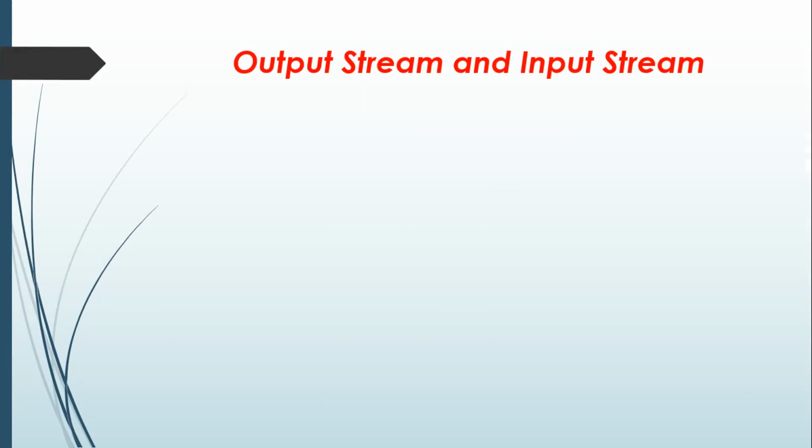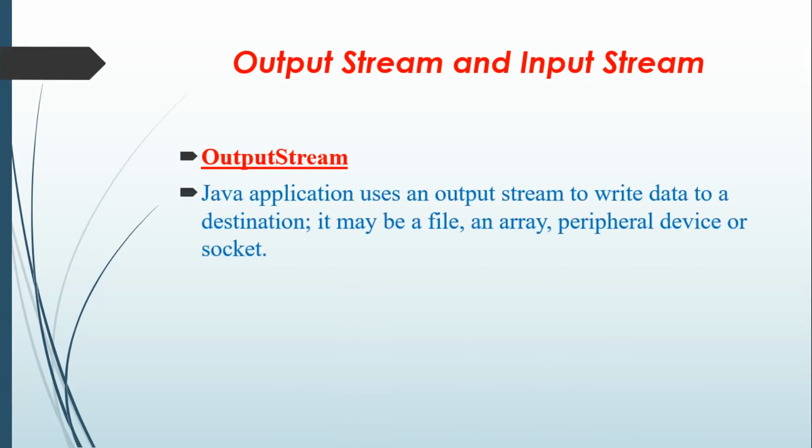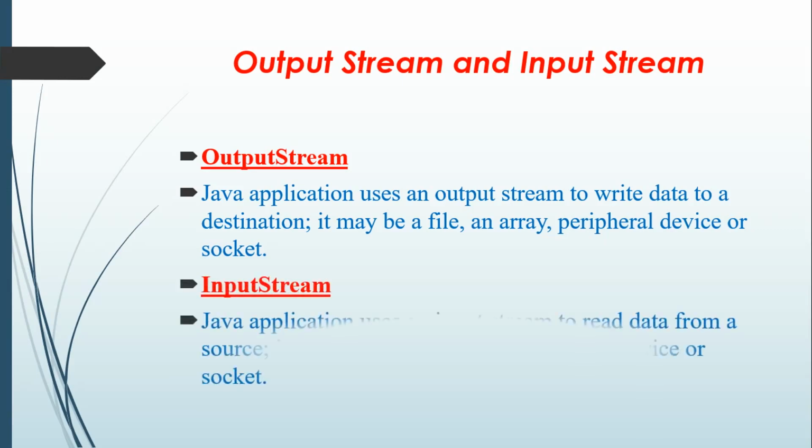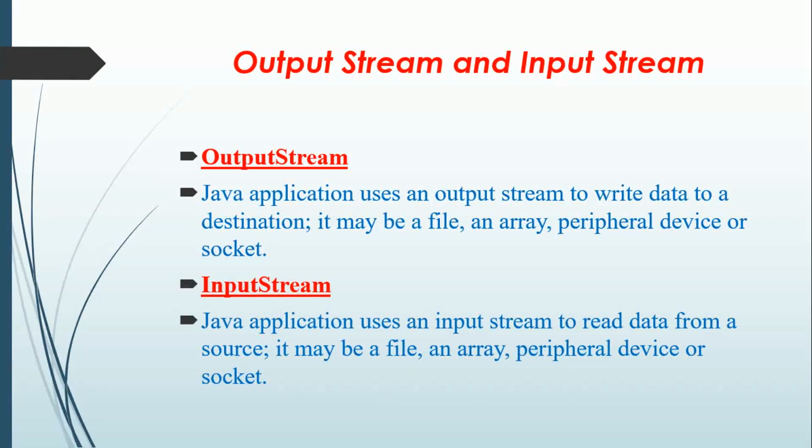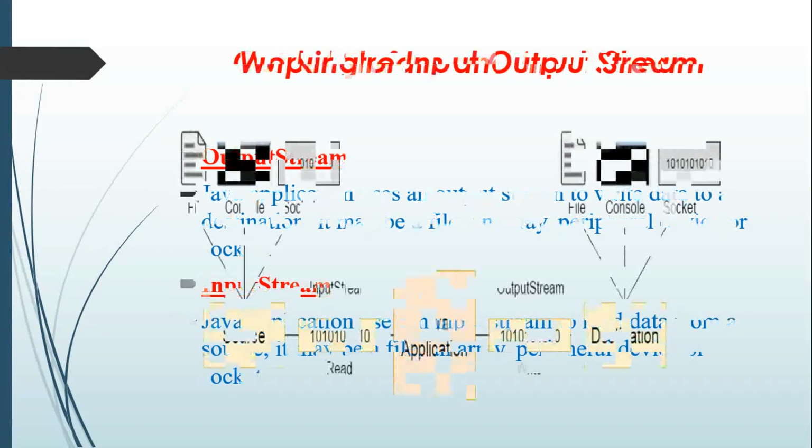Let's discuss the output stream and input stream. Output stream: a Java application uses an output stream to write data to a destination. It may be a file, an array, a peripheral device or a socket. Next is the input stream. A Java application uses an input stream to read data from a source. It also may be a file, an array, a peripheral device or a socket.